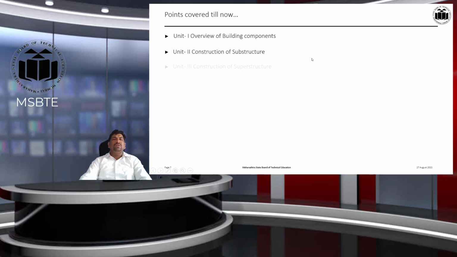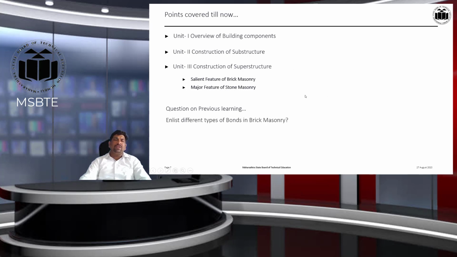So till now we have studied units 1, 2, and 3. In this third unit, we studied the salient features of brick masonry and major features of stone masonry. And based on the previous study, we have one question: enlist different types of bonds in brick masonry. To recall your learning, this question is there.